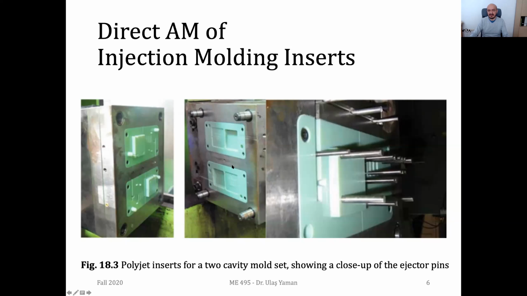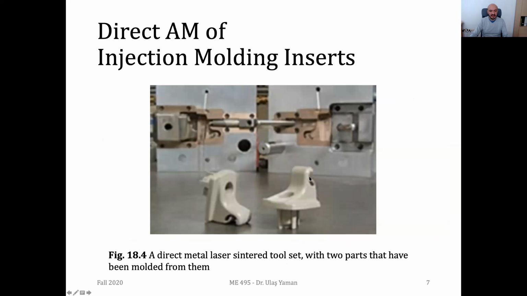By only removing these green regions, you can decrease your overall costs. And these parts are again kind of inserts to hold the mold parts together. Here's another example. These are fabricated with the help of metal laser sintered tool sets. So they use such an operation to have the mold. This is the mold, and they are sintered, and then they actually cast plastics with the help of these mold sets.